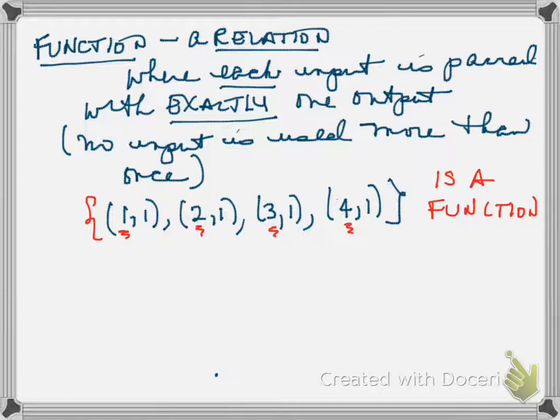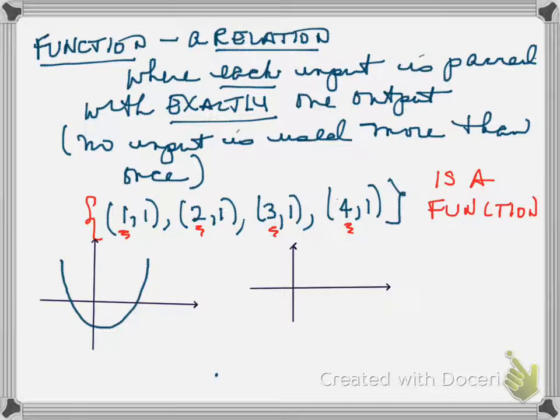Graphically, if you want to know if you have a function or not, we're going to take a look at the vertical line test. So here is a graph of a relation. And here's another one. So from the graphical point of view, a function must pass the vertical line test.